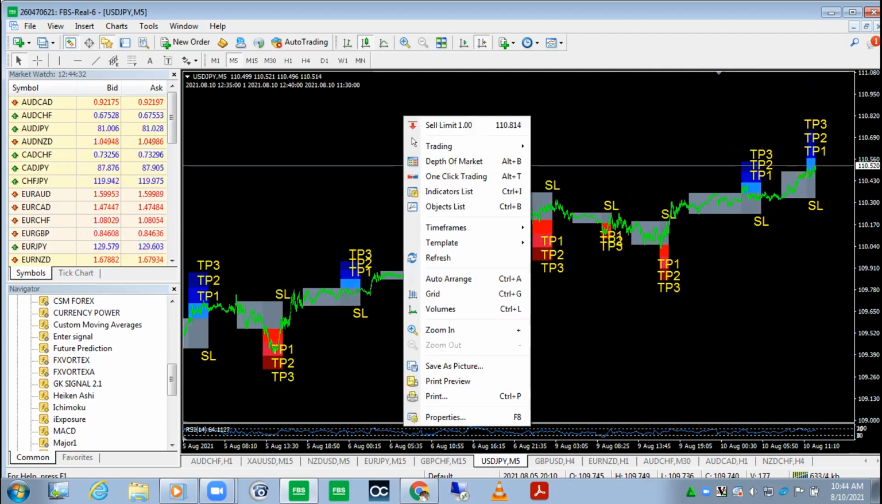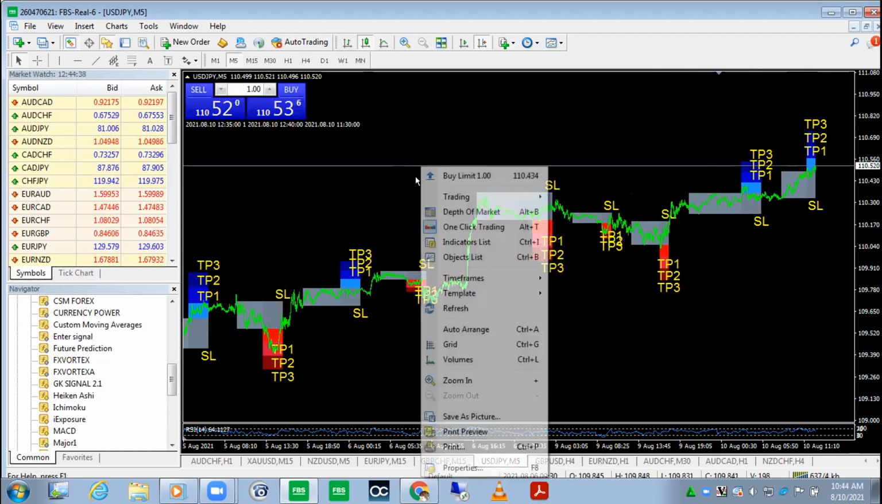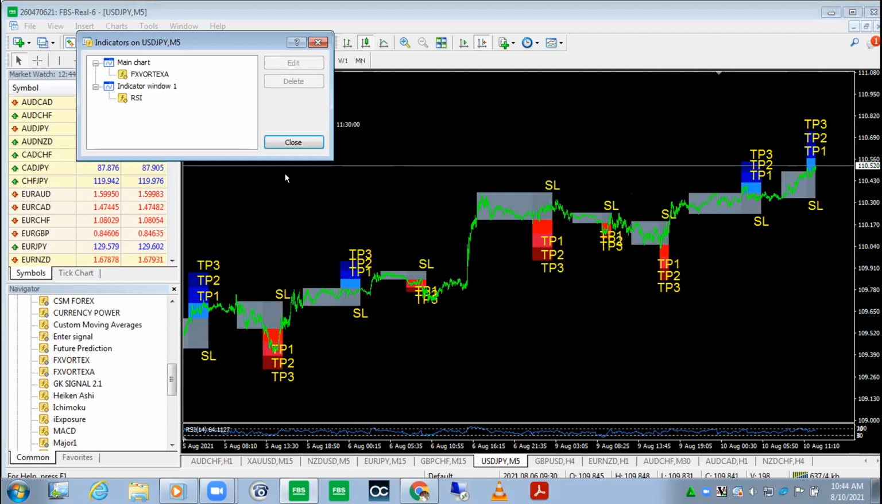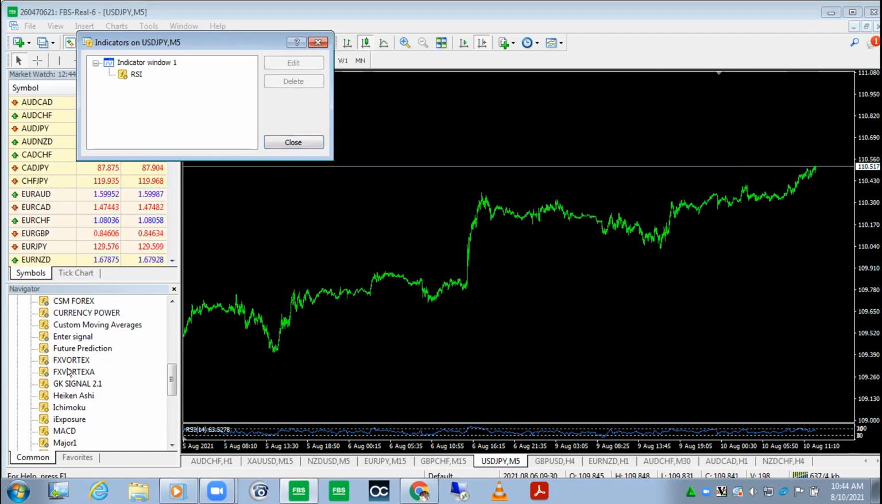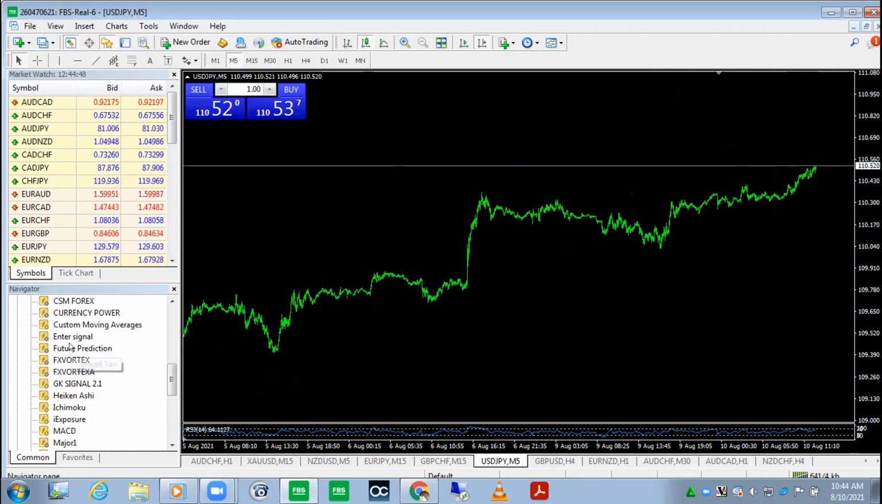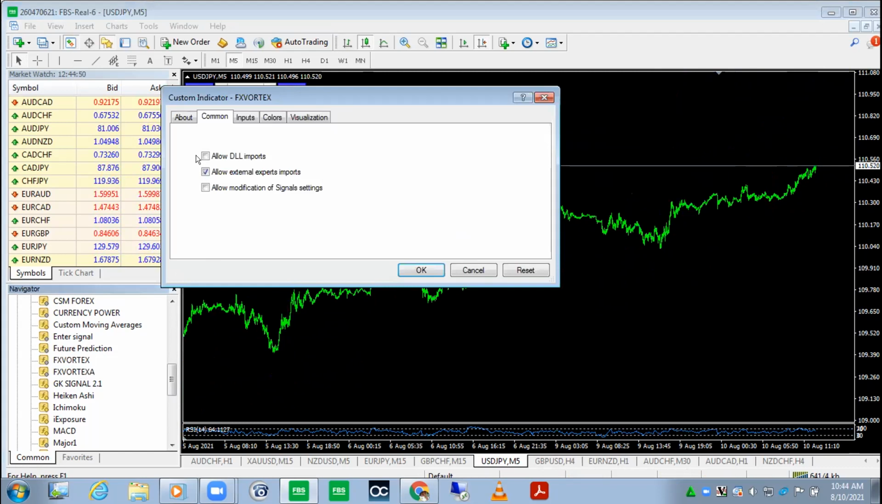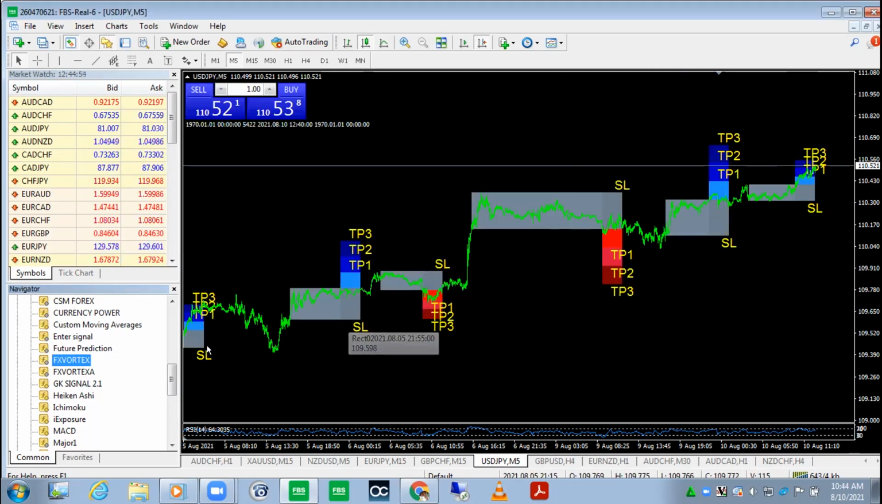Now, let's remove it and check FX Vortex. Go to indicator list again. Sorry, go to indicator list, then click on this and delete. Now, let's check FX Vortex. Now, for the FX Vortex, how many signals was this able to prove? 1, 2, 3, 4, 5, 6. Can we see the difference?